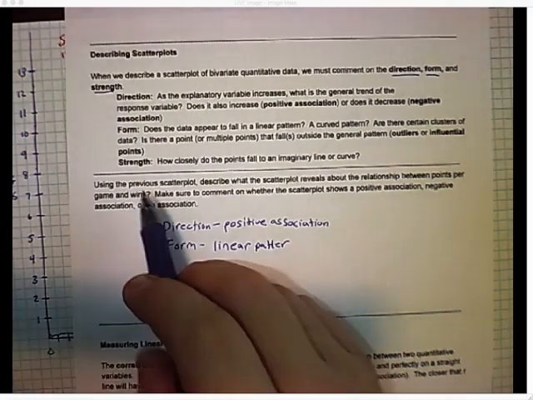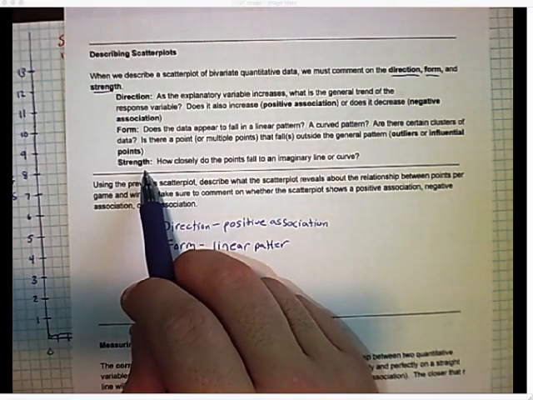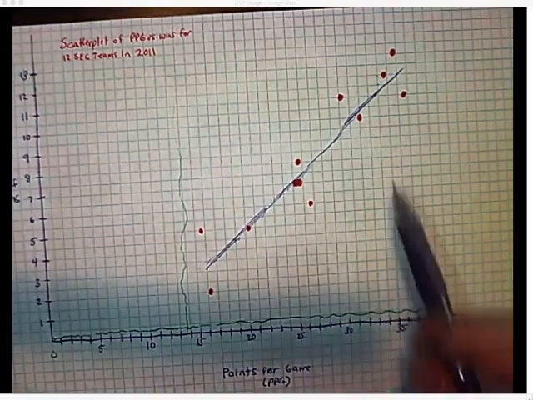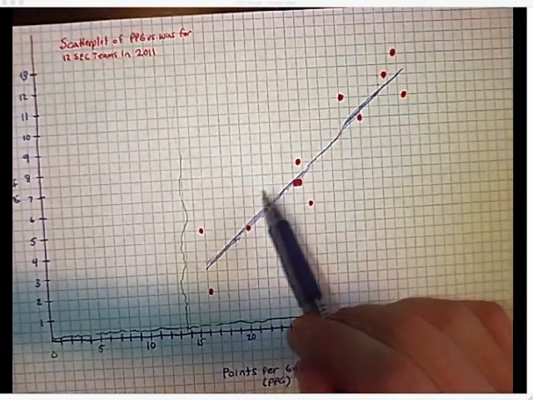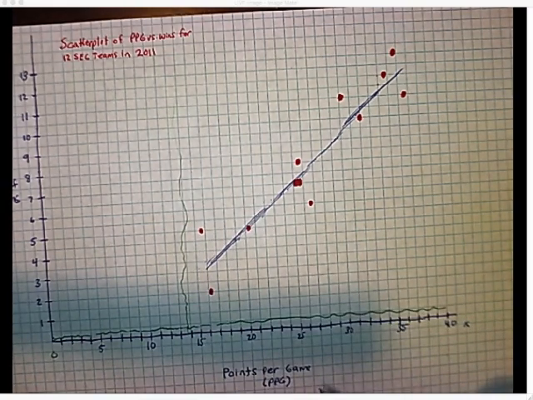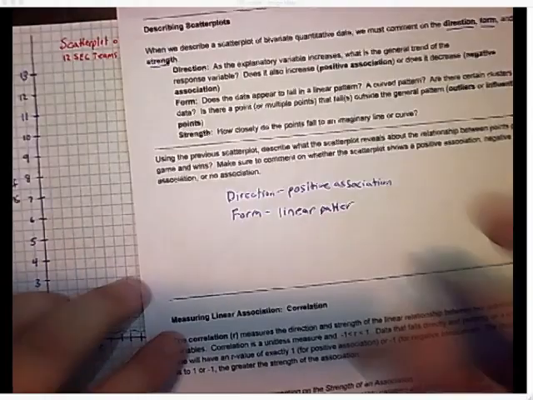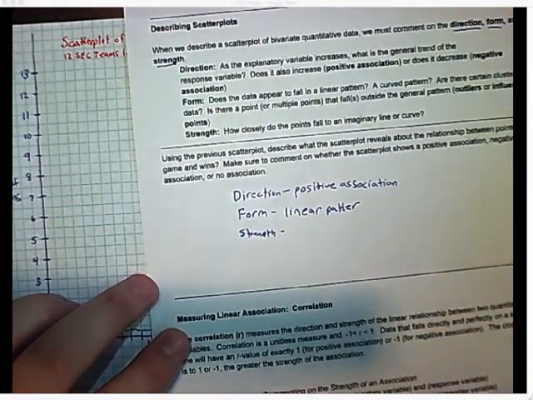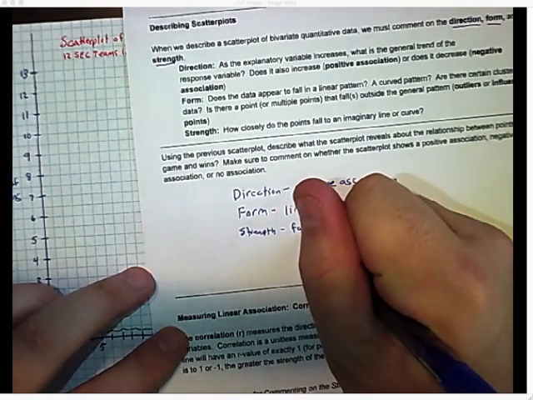And for strength, we look at how closely the points fall to that imaginary line. Some are really close, some are a little bit further, but I would still say they're pretty close. So for strength, I would say something like fairly strong.